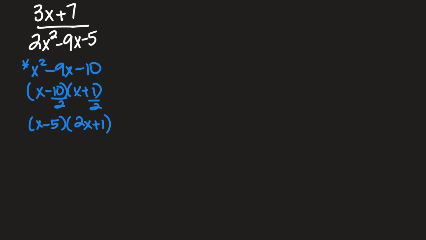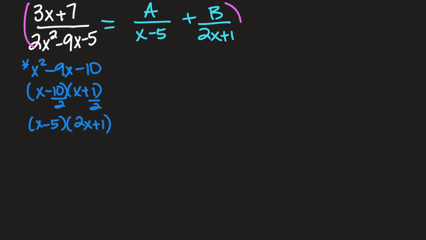Okay? Alright, so that means I'm going to have a over my first factor of x minus 5 plus b over my second factor of 2x plus 1. Okay? So remember, when we have an equation, the first thing we do every time is multiply each and every term by the common denominator. I'm going to do it this way. Hold on, I'm writing off the screen.